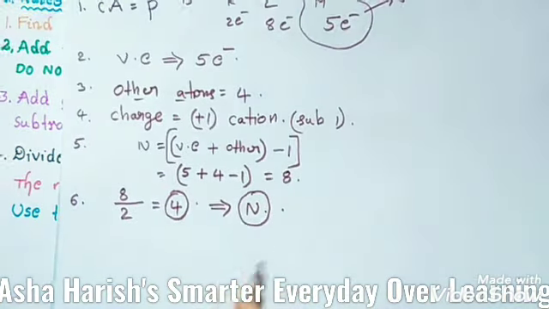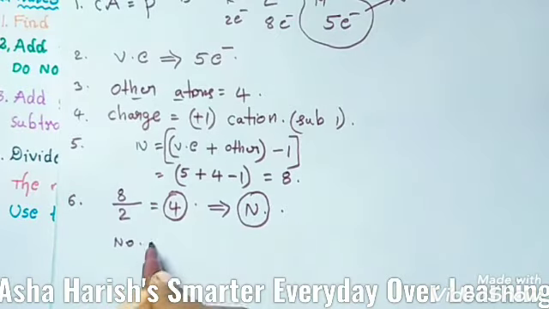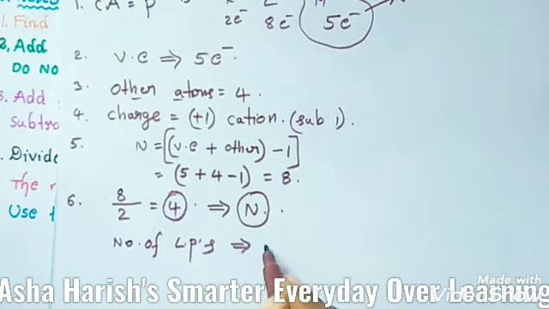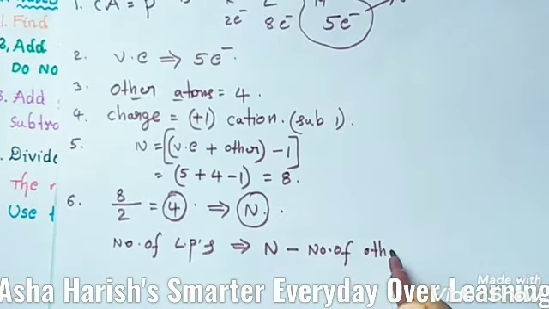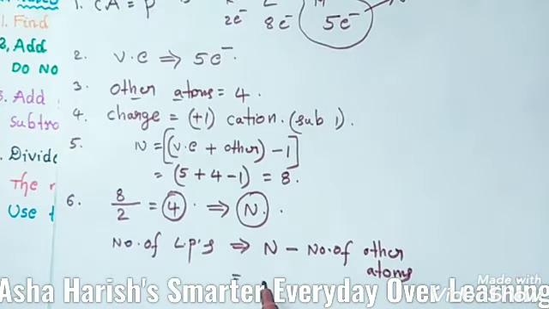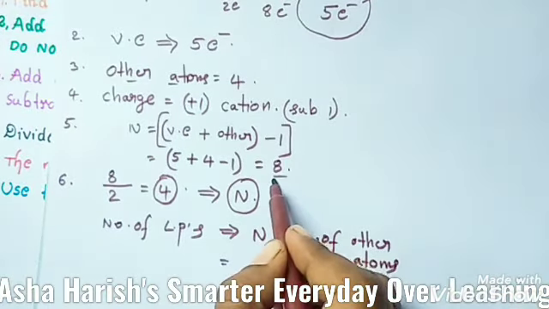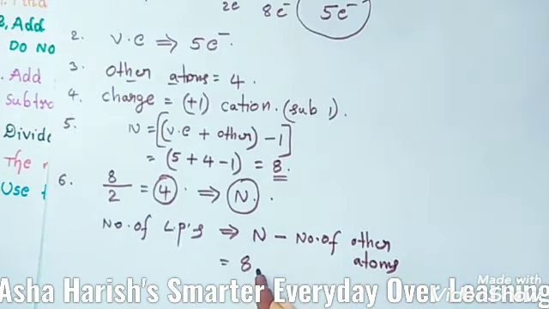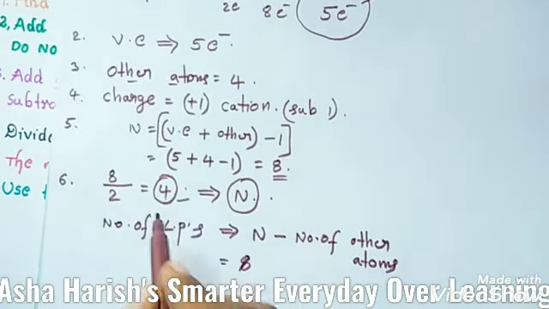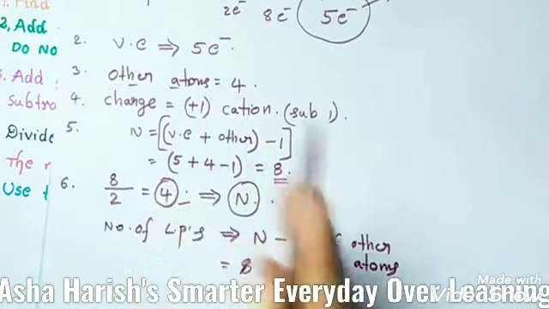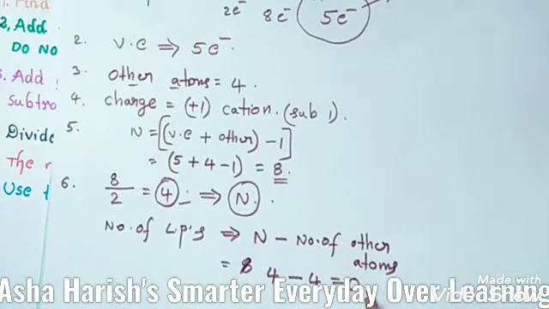Now you can also find the number of lone pairs, the number of LPs, based upon this n value. It is the n value minus the number of other atoms. If you subtract the other atoms from the n value, you get the number of lone pairs. Now what is the n value here? 8. Sorry, here it is 4, not 8. 4 is the n value, minus the number of other atoms. How many other atoms? 4 only. Then 4 minus 4 is 0.